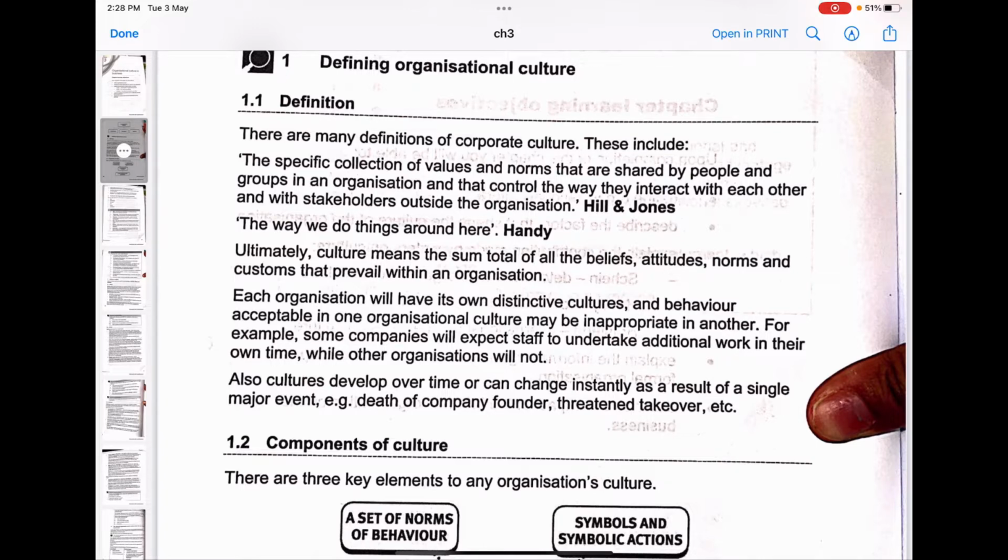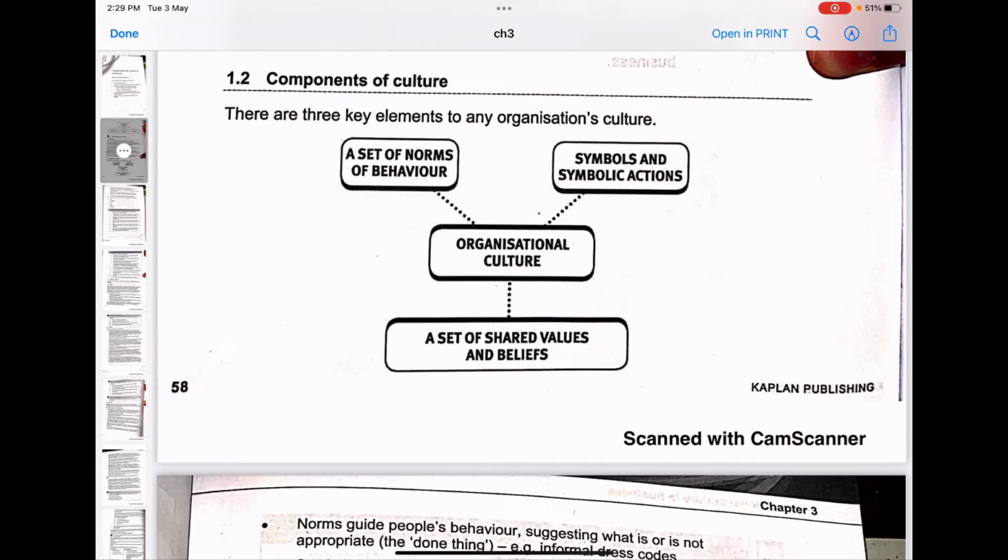Ultimately, culture means the sum total of all the beliefs, attitudes, norms, and customs that prevail within an organization. Each organization will have its own distinctive culture, and behaviors acceptable in one organizational culture may be inappropriate in another. For example, some companies will expect staff to undertake additional work in their own time while others will not. Also, cultures develop over time and can change instantly as a result of a single major event, such as the death of the company founder, a threatened takeover, etc. So we know what organizational culture is: the values, the norms, the procedures, the rules, the beliefs which are followed by the organization.